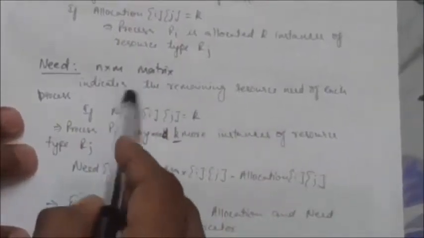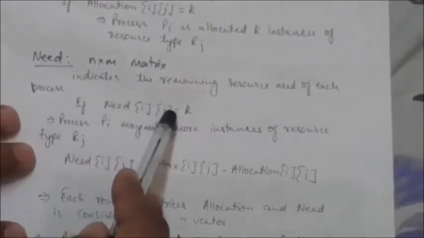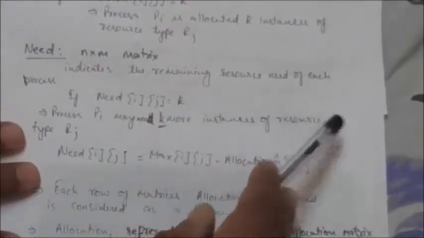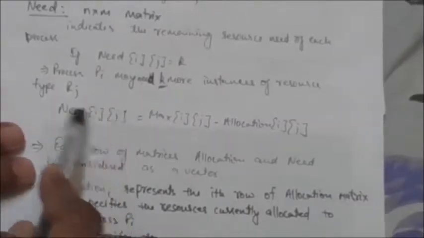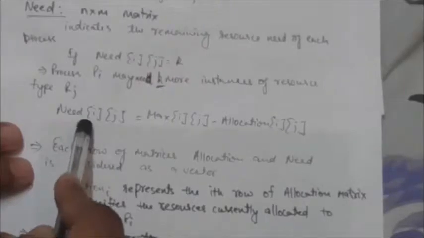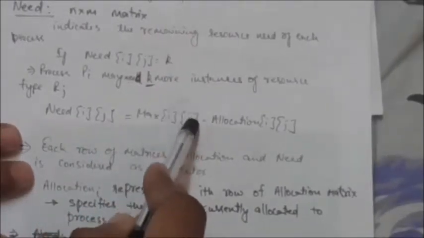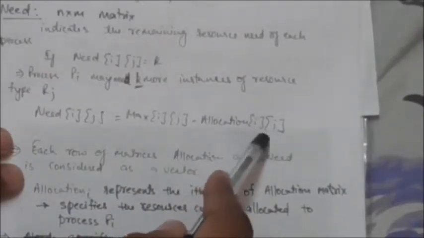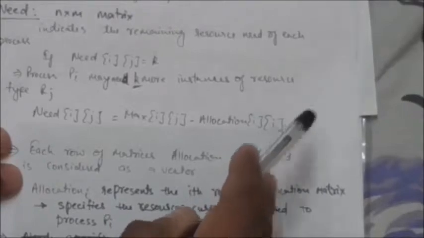Now another is Need. It is also an n cross m matrix, and it indicates the remaining resource need of each process. If in this matrix Need the value at the ith row and jth column is k, then it means that process pi may need k more instances of resource type rj. So Need[i][j] is equal to Max[i][j] minus Allocation[i][j].